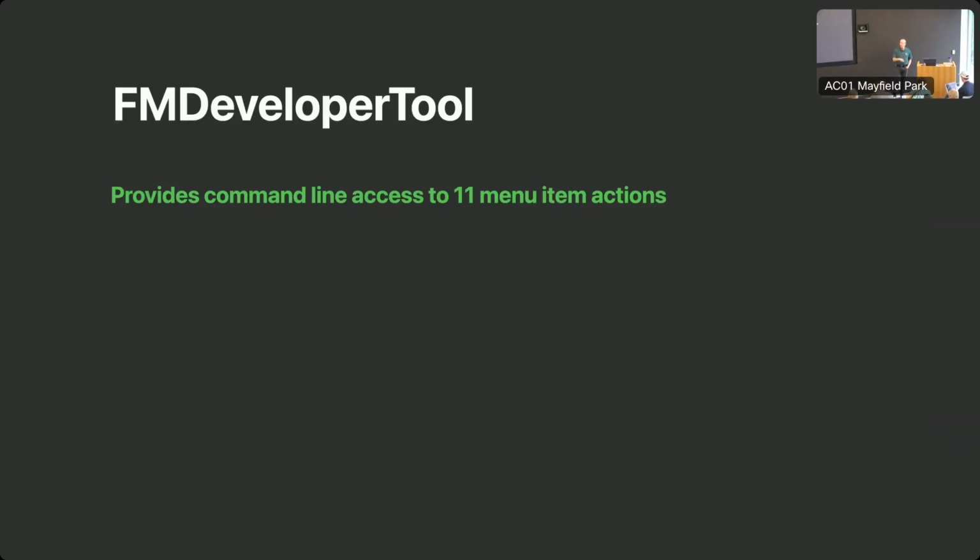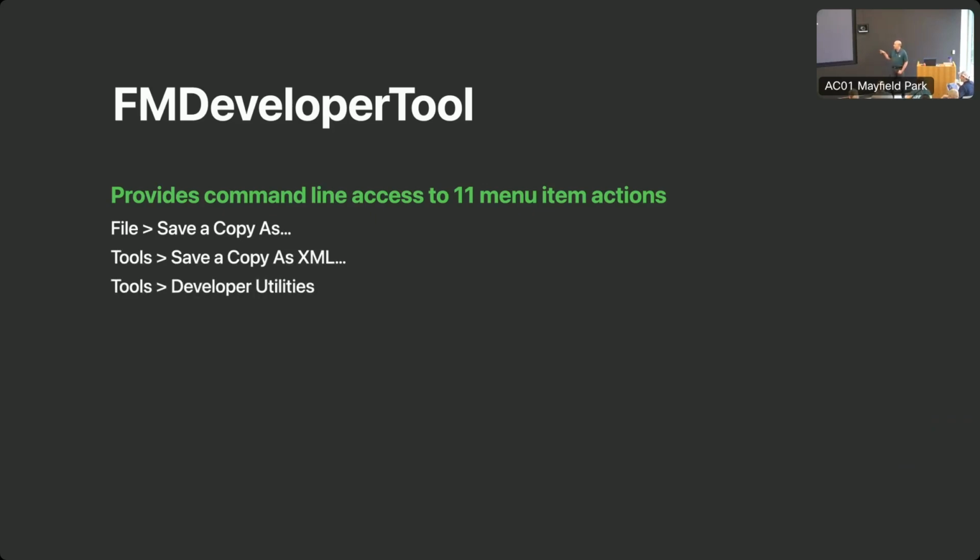All right, so the FM Developer tool provides command line access to 11 menu item actions in FileMaker Pro. There are 4 that you find under the File Save a Copy As, which are copy, cloned copy, compacted copy, and self-contained copy. For the tools, you can save a copy as XML. For the developer utilities, under that menu, you have enable encryption, disable encryption, move the admin access to a file, and also enable kiosk mode. And then the last one is under the file recovery menu for checking consistency and running a recover operation.